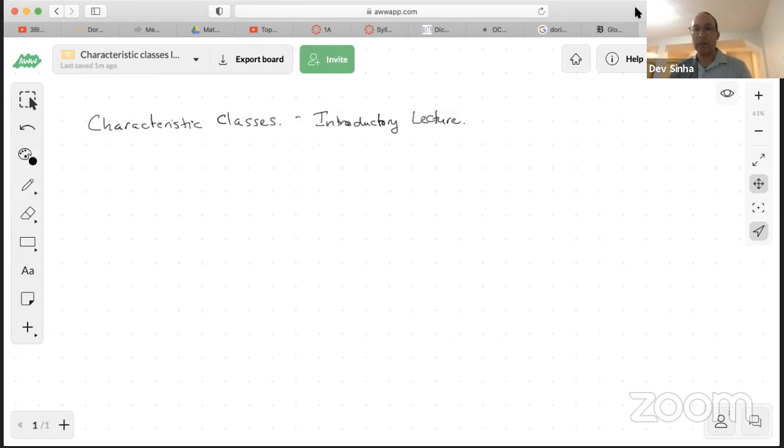That take on the subject is deeply indebted to Milnor and Stasheff's text, which is what I learned from. And that's just called, the same, Characteristic Classes. And so I'll often talk about where in the text this may roughly correspond to, although I'll be having my own take on things.